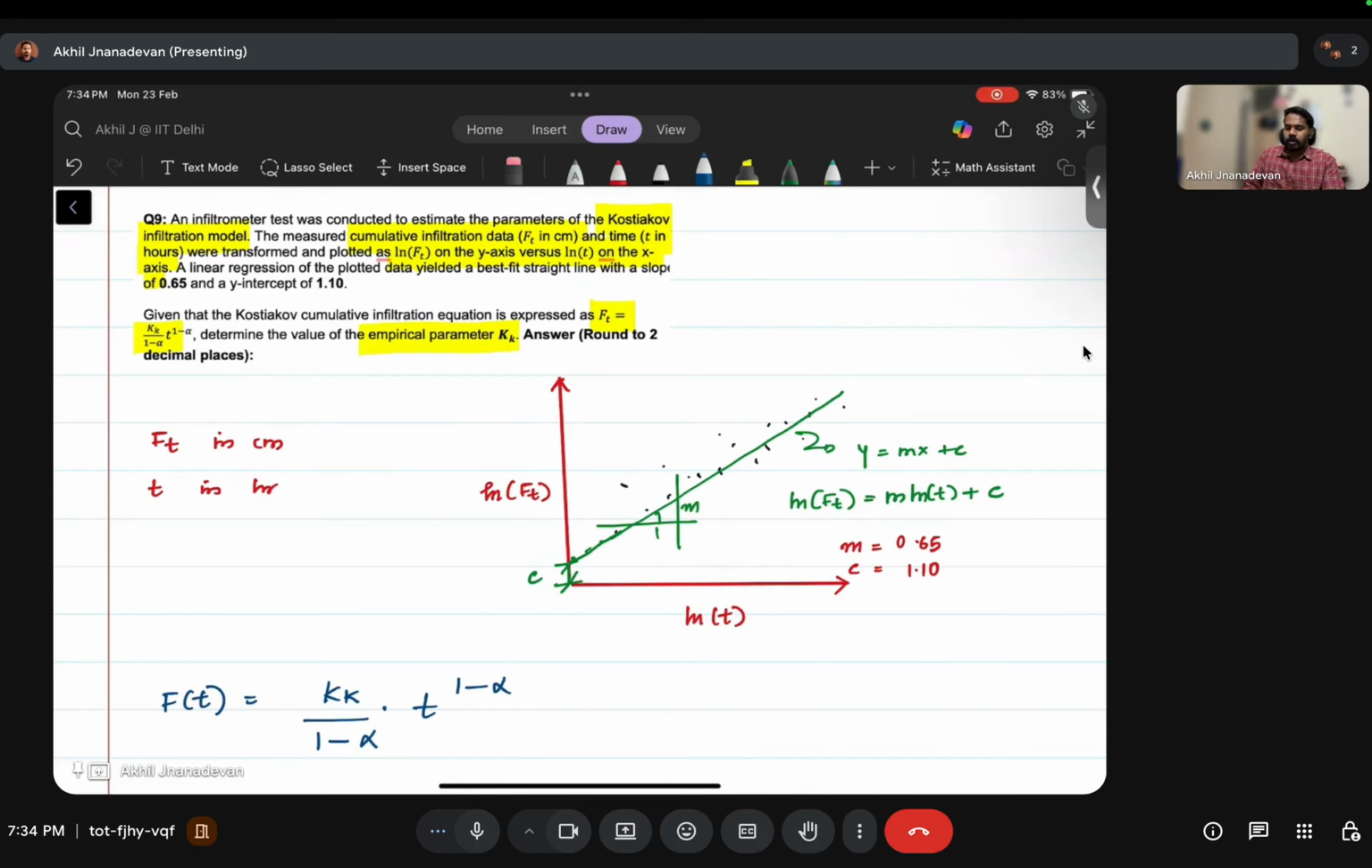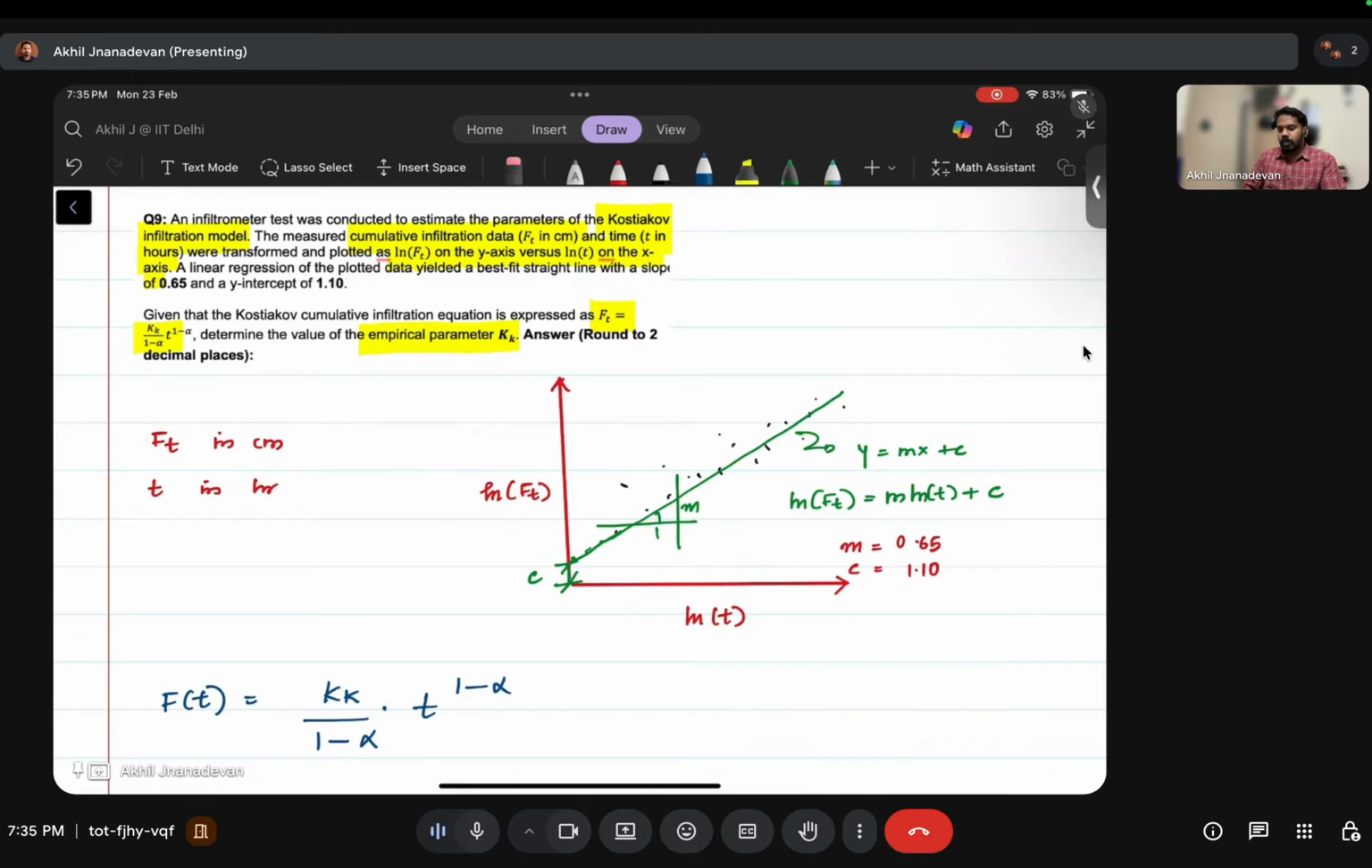So this is a general technique that can be used to find the parameters of any empirical equation that is used to measure infiltration, right? The only thing we have to keep in mind is that we have to convert the equation by taking logarithms in such a way that it forms a linear equation, in the format y = mx + c, so that we can plot the best fit line and get the slope, and with the slope and intercept values we can get the parameters.